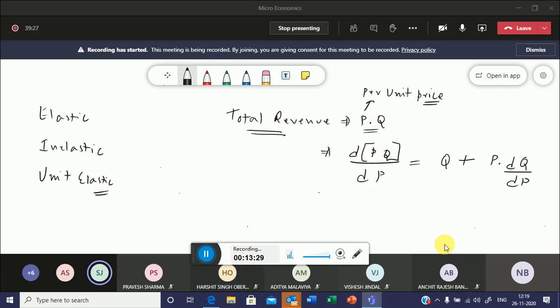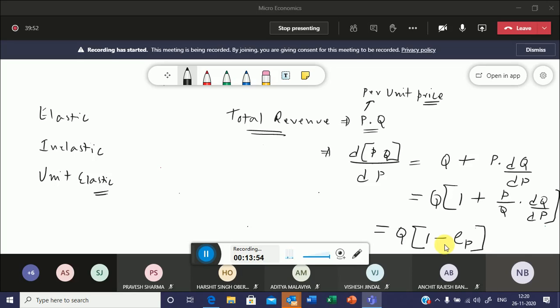Now in the third step, what you do is you take Q common. If I take Q common, what I am getting is 1 plus P over Q times dQ over dP. Okay, now you can very well see that we are basically having something like this, where Ep is my own price elasticity.